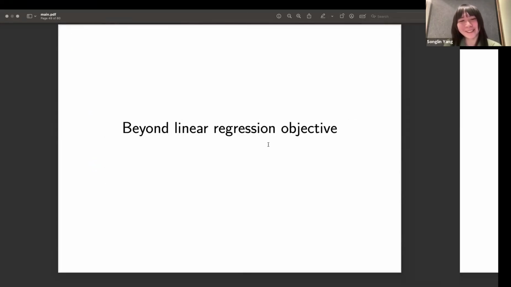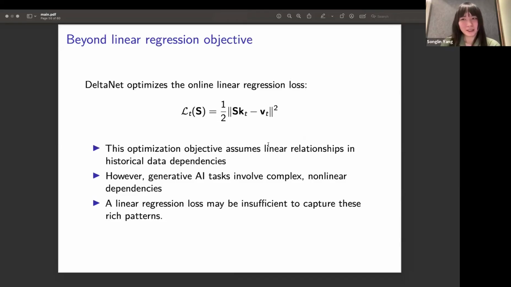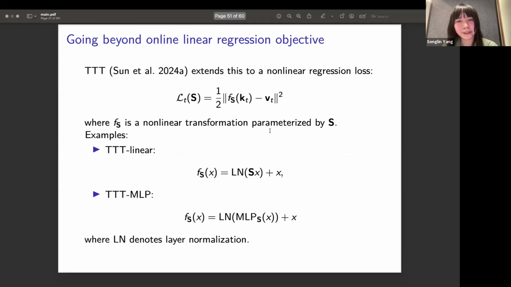Okay, next I'm presenting the last section, finally, beyond the linear regression objective. Recall that DeltaNet optimizes the online linear regression loss. However, this assumes that the historical data is linearly dependent on each other. But in generative AI tasks, like language modeling, it involves highly nonlinear dependency between the data. So optimizing this linear regression loss might be suboptimal.